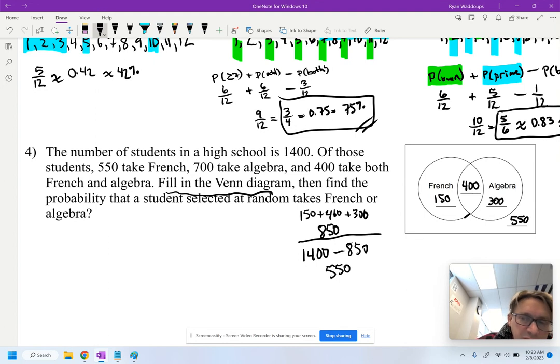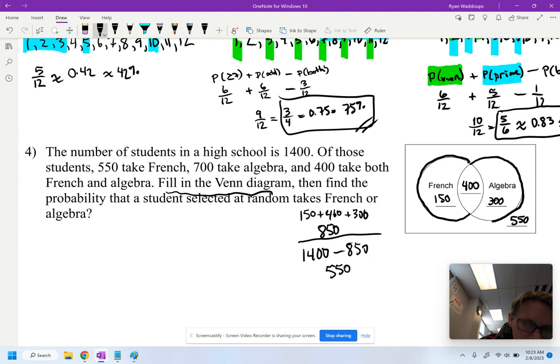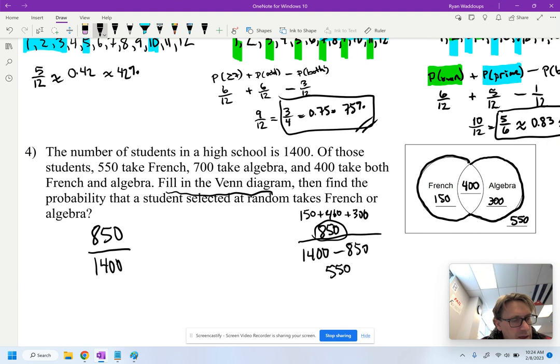Then find the probability that a student selected at random takes French or algebra. Remember, French or algebra includes everything in the one circle or the other. And it includes the space in between as well, the top. We've already calculated that with 850. So it's 850 favorable outcomes that either take French or algebra or both over 1400.